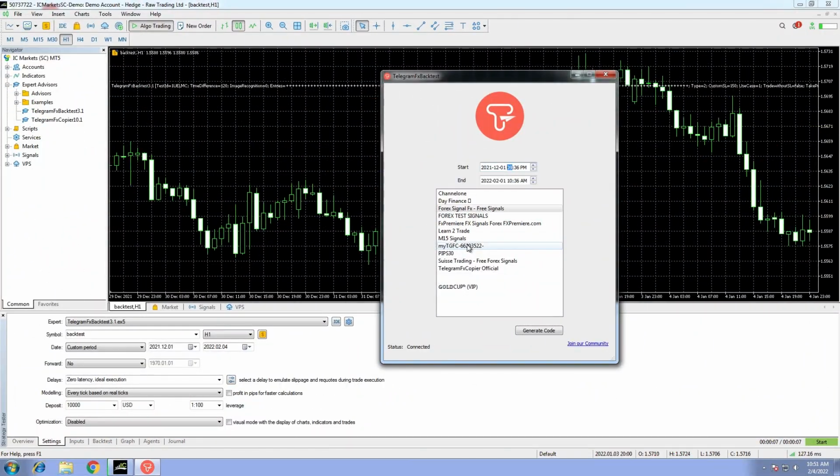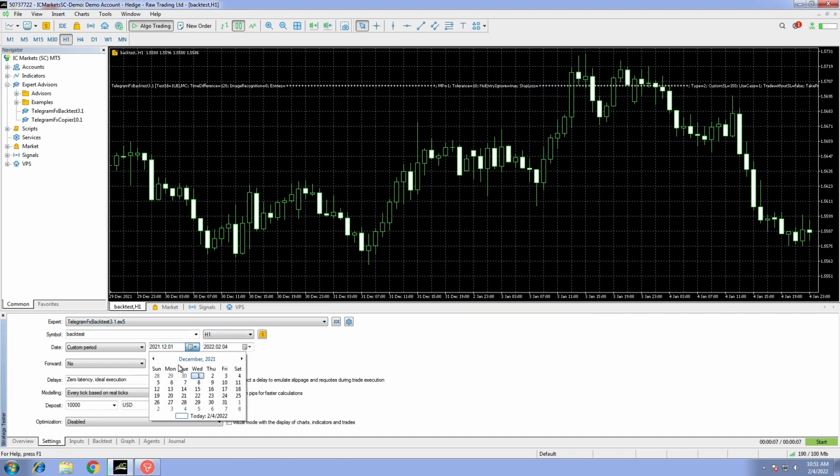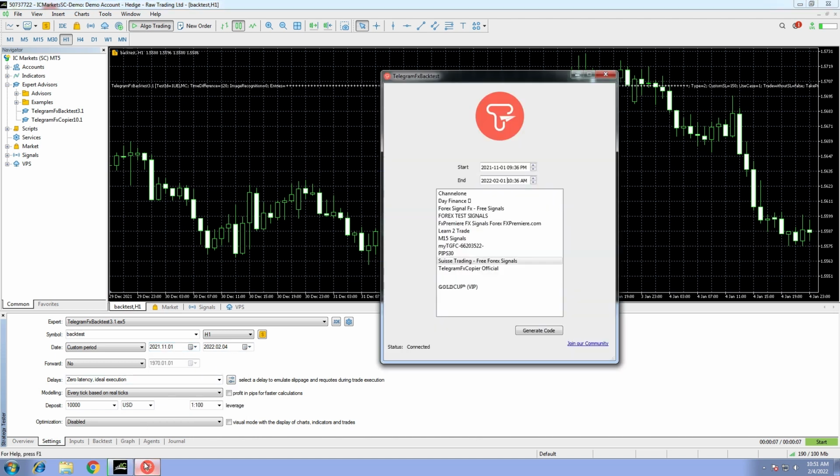Our third channel is Swiss Trading Free Forex Signals. For the period, we will set it to 3 months. We also need to set the same period on our expert advisor. We then generate the code. The process will take some time depending on the period, so be patient.